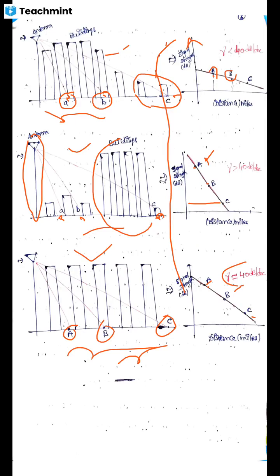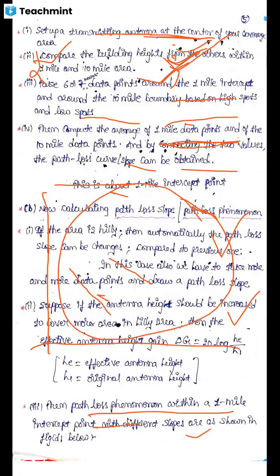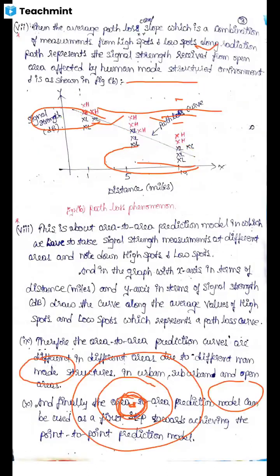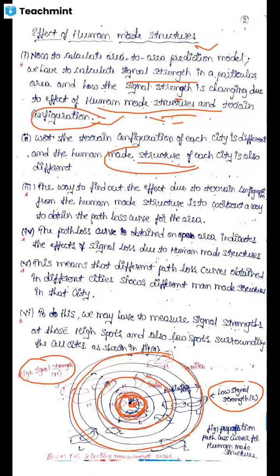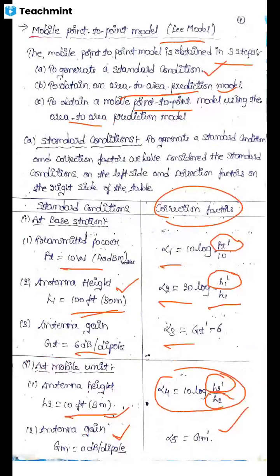And the average values of the first case and second case are taken in this third case, and this represents the path loss phenomena which we studied in the third step, that is the point to point model using the area to area prediction model. See, this is the point to point model, points A, B, C or mobile units A, B, C, three points or three mobile units, studying the point to point model. By this we are studying the Lee model or mobile point to point model. Clear? This is about the mobile point to point model or Lee model.